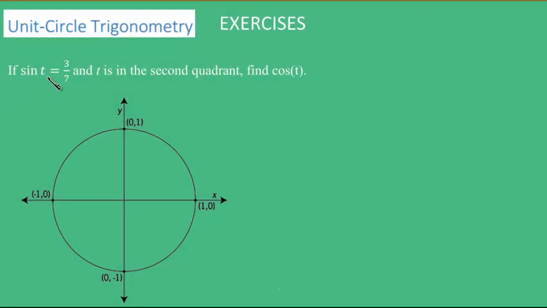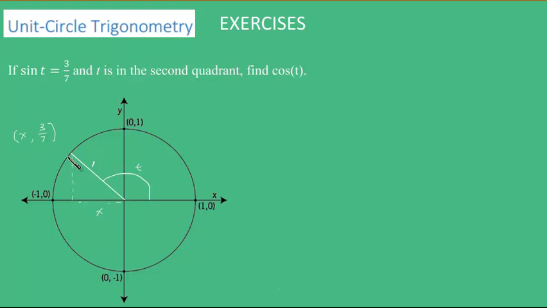If the sine of some angle t is 3/7 and t is in the second quadrant, find the cosine of that angle. So let's first visualize this. This is going to be the point x, y, some x, y, where y is 3/7. Remember, the coordinates on the unit circle give us the sine and cosine of this angle. So this is what we know. We know that this y-coordinate is 3/7. We need to find x.